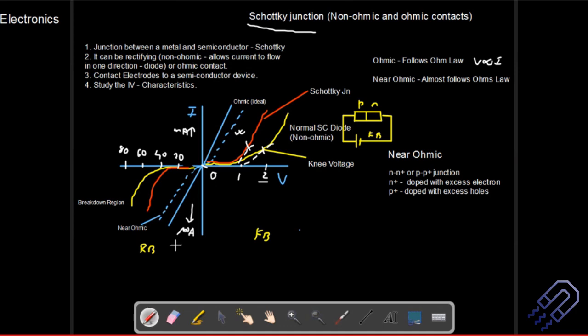And how exactly do we have these circuits connected? What happens is you have, let's say, an n-type semiconductor. You can just draw this semiconductor. So you can have this semiconductor slab.